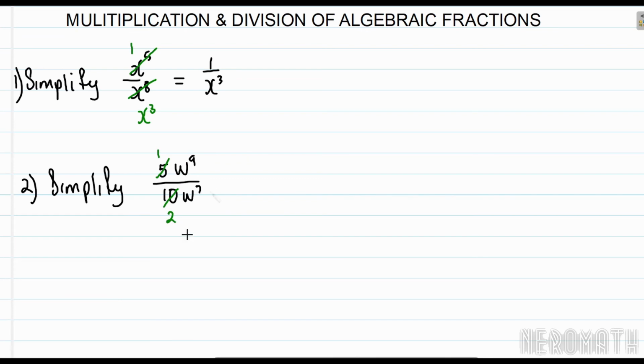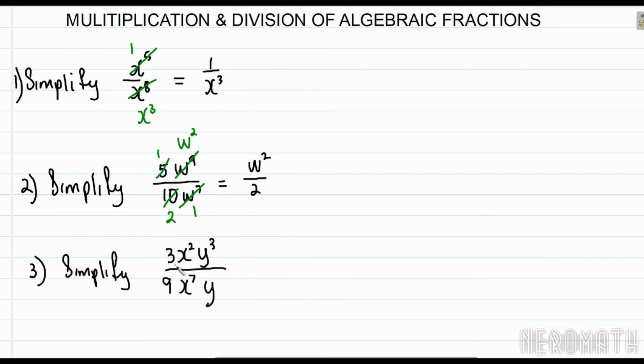And with the w's now, we have w to the power of 7 is smaller than w to the power of 9. So w to the power of 7 will be going into w to the power of 9. So what I'll say is w to the power of 7 into w to the power of 7, and that will give you 1. And when I say w to the power of 7 into w to the power of 9, I'll subtract the powers and get w to the power of 2. So that will be equal to 1 times w squared is w squared over 2 times 1 is 2.